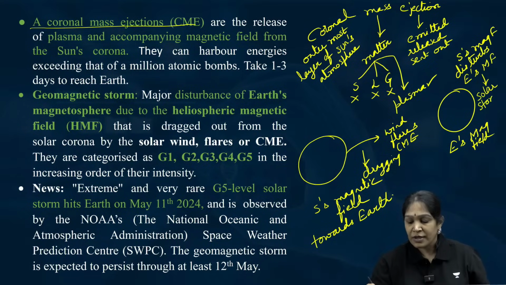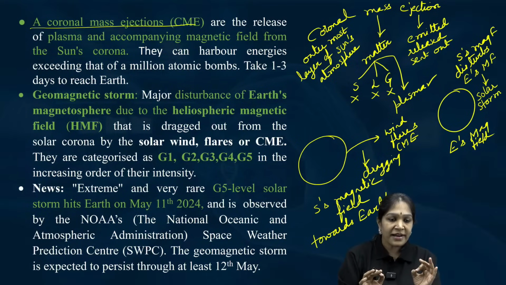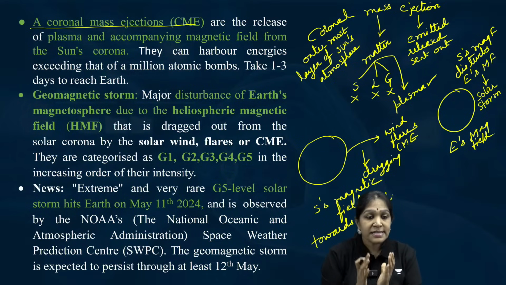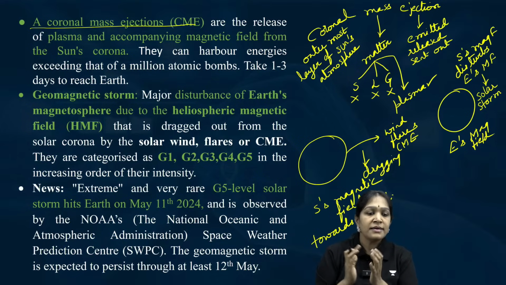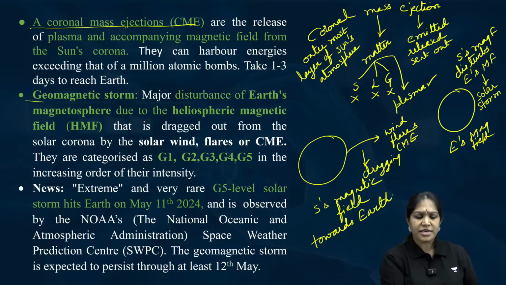Is it clear? What is a solar storm? When the sun's magnetic field disturbs the Earth's magnetic field, that is called solar storm. It is a disturbance in the Earth's magnetic field. Is it clear?